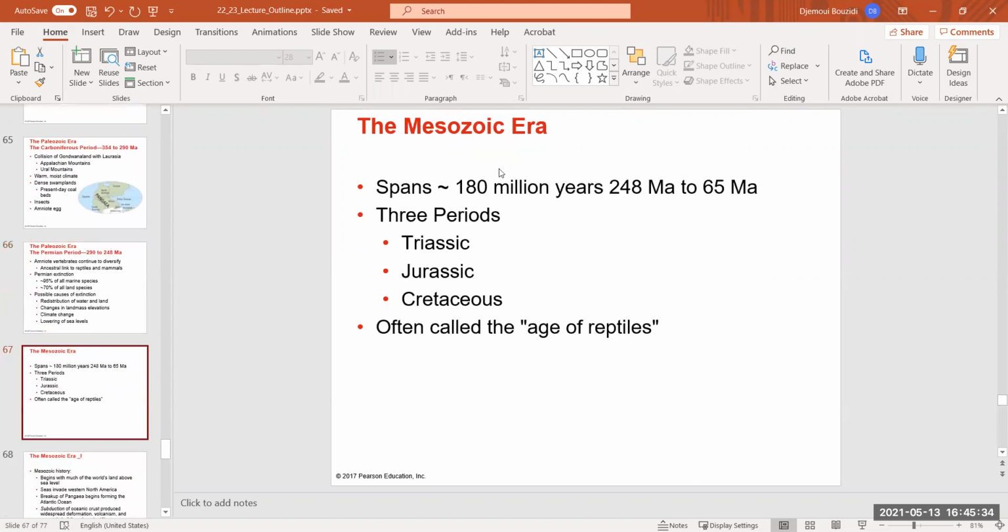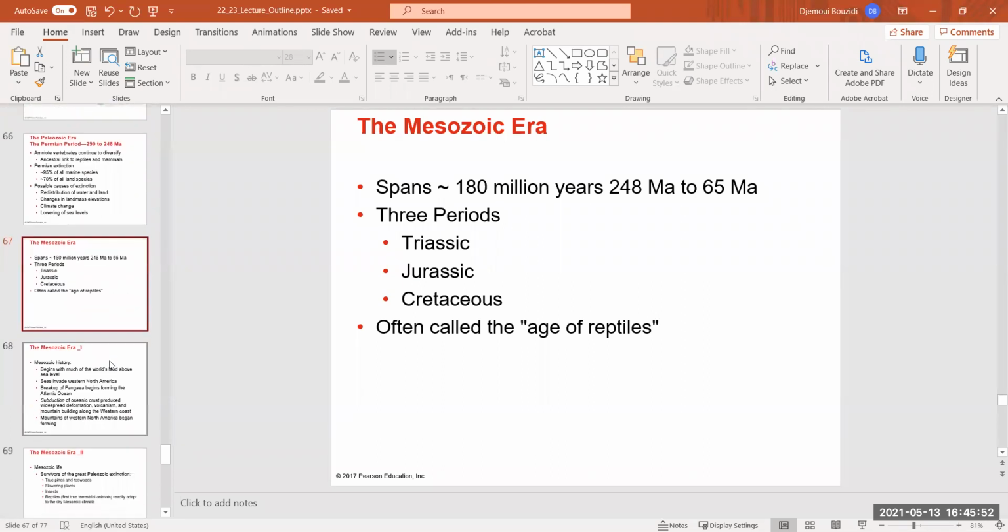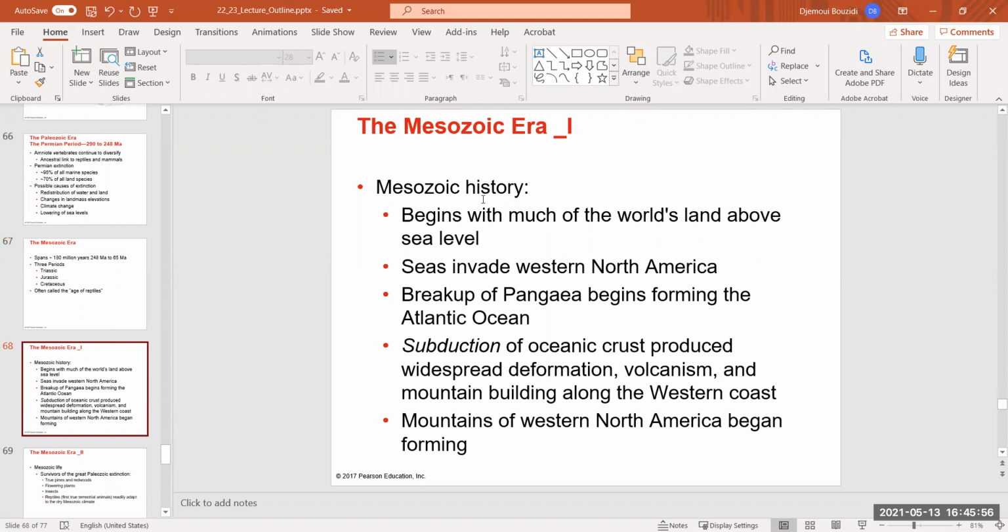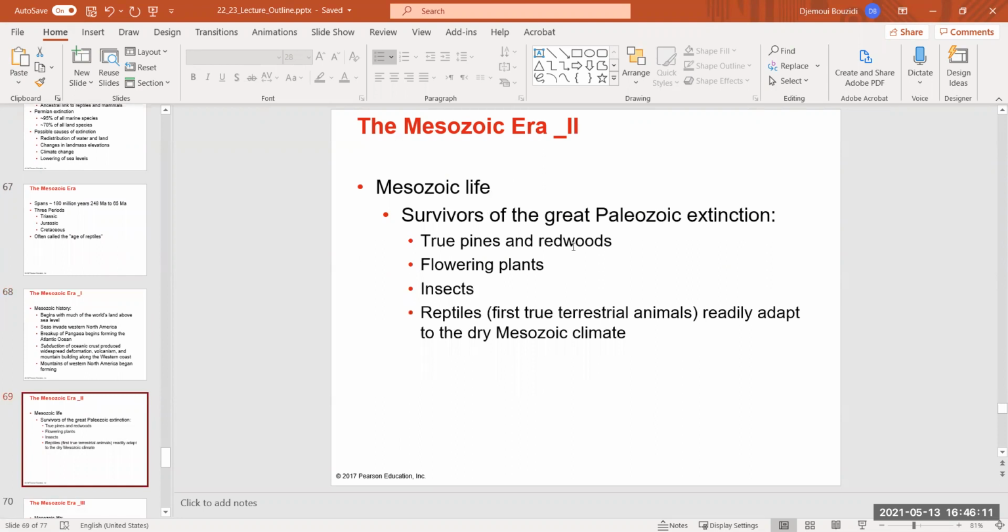Okay. The Mesozoic era, which is from about 248 million to 65 million years ago, is divided into three periods, basically the Triassic, the Jurassic, and the Cretaceous. It's all called the age of the reptiles, and that's the age of the dinosaurs, basically. It begins in much the same way. The land was above sea level, which allowed this diversity of life to expand to all the corners of the different continents. The survivors of this one are the pines and redwoods.